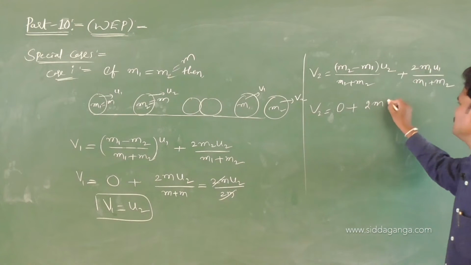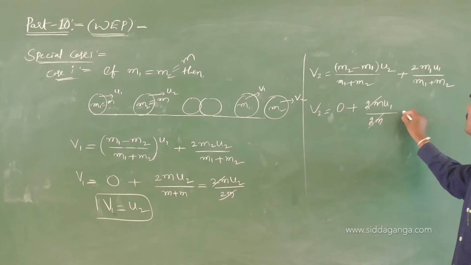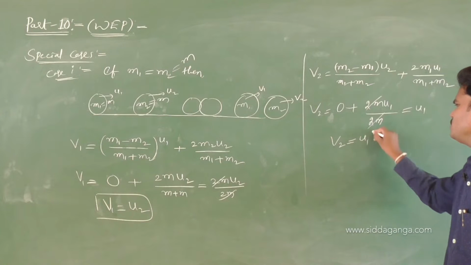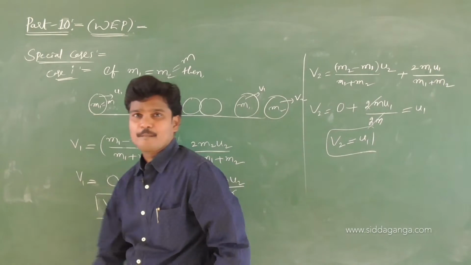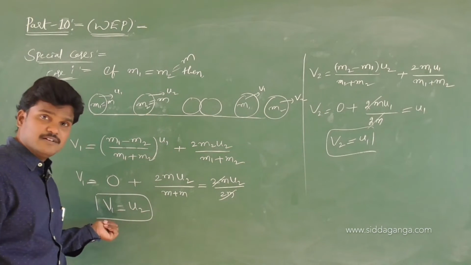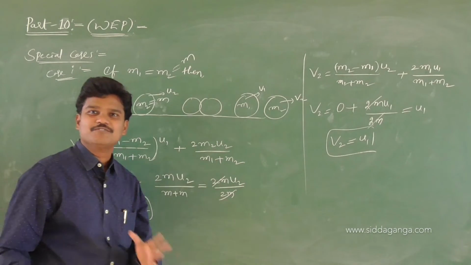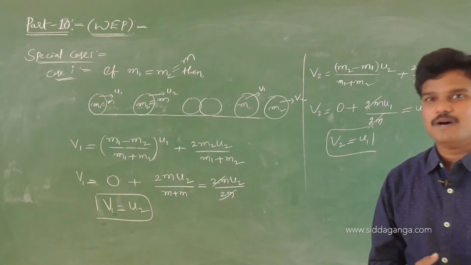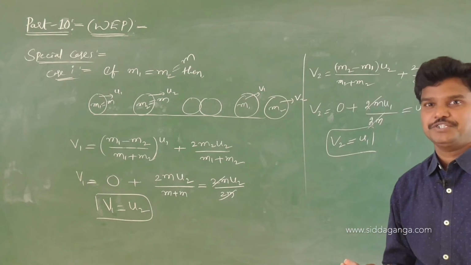This is m1 u1 by 2m. So how much? I am getting v2 is equal to u1. That means what? From the two equations, I got v1 is u2 and v2 is u1. That means what? The velocities of the bodies are exchanged, or not? If the bodies have equal masses, then the velocities of the bodies are exchanged.